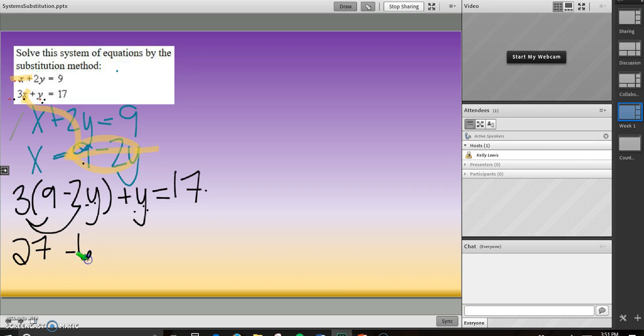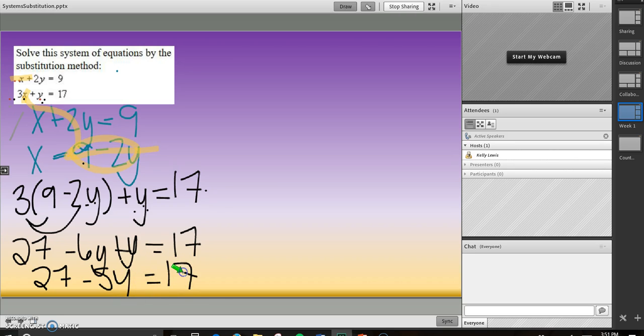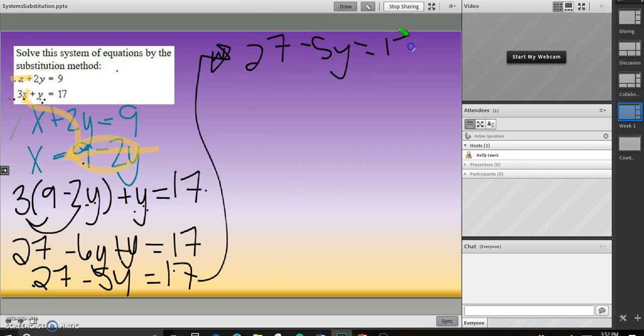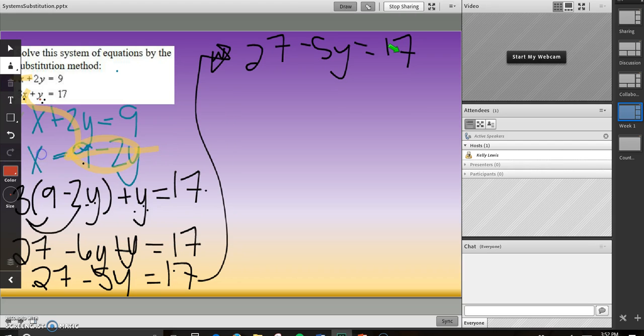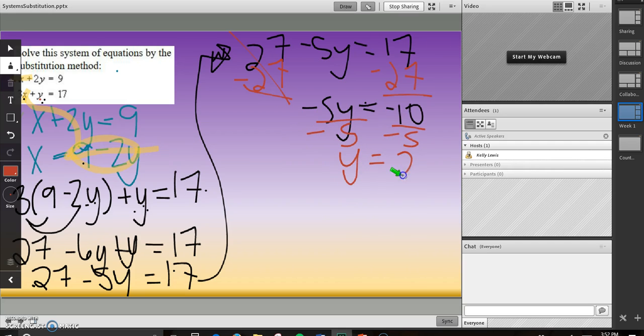I get 27 minus 6y plus y equals 17. Combine like terms, so I get 27 minus 5y equals 17. All right, so 17 is a constant, it's a regular number, so I'm going to move that 27 over. I'm going to subtract 27 because he's positive, and we do the opposite operation. Okay, so I'm going to divide by negative 5. So negative 10 divided by negative 5 is 2.